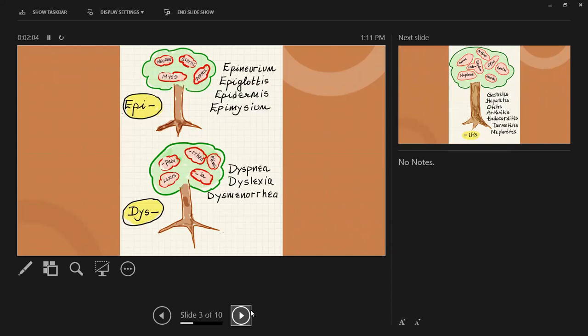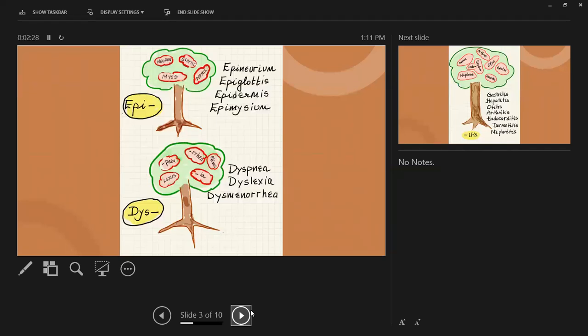So epineurium means the outer lining of the neuron. Epimysium, which you see below, is the outer lining of the muscle. Epiglottis is the flap that covers the glottis or opening into the windpipe. Epidermis is the outer layer of the skin.